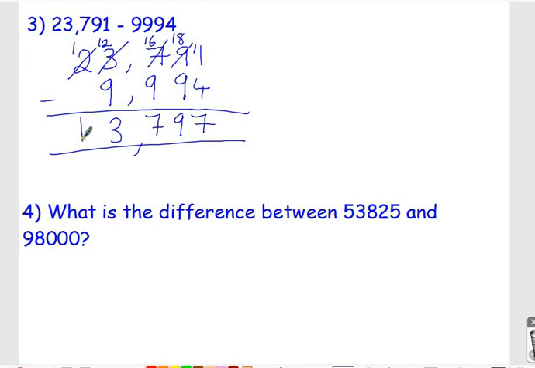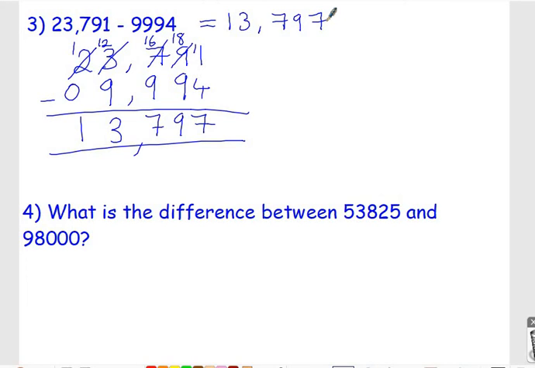Sometimes in a test we can rush and forget about this last digit, so it may help you to pop a 0 in there, so you remember to do that last step. The answer is 13,797.